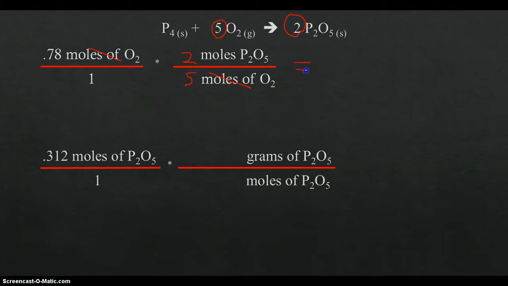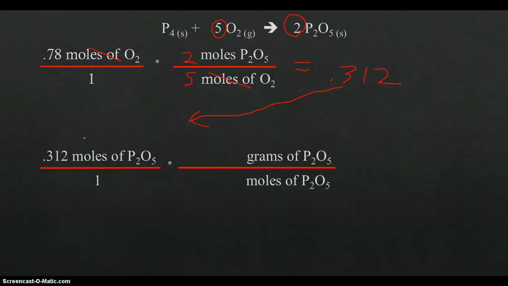And then I'm going to do my math, and this is where it's going to be handy to have a calculator handy. So 0.78 times 2 divided by 5, and that gives us an answer of 0.312, and that's moles of diphosphorus pentoxide. And you'll notice I just transferred that down over here. So we've got that written over here. We're not done yet, because you'll notice that it's 0.312 moles of diphosphorus pentoxide.